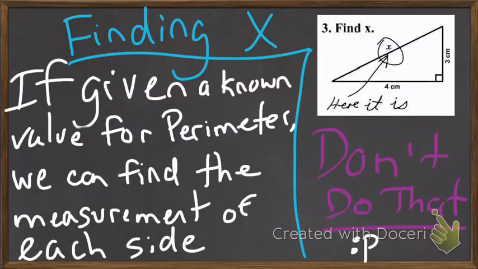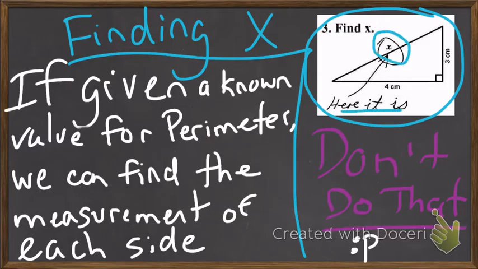So we know if we're given an object with measurements or without measurements, we can measure each side and find its perimeter. But if we are not given an opportunity to measure, and we're given a known perimeter and an unknown variable, we can always find that value. So finding x is, if given a known value for perimeter, we can find the measurement of each side. If we look at this example over here, here's the x, and we found it. We said here it is, but that's not what we want to do. We're actually going to find out what that value is.